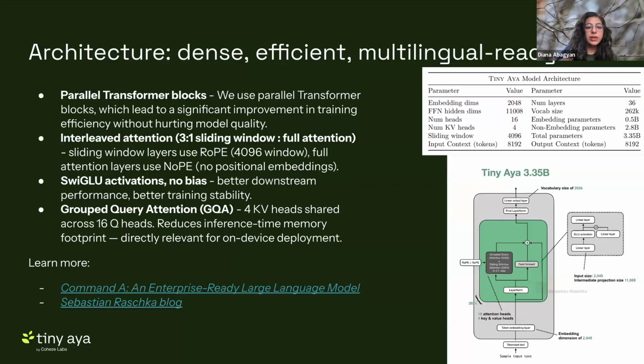Swigglue, yes, better training stability, better downstream performance. This is our activation function, and grouped query attention. So the key value heads share across 16 query heads. This reduces the inference memory footprint, and that enables us to do good on-device deployment, which we'll be discussing later in the slides.